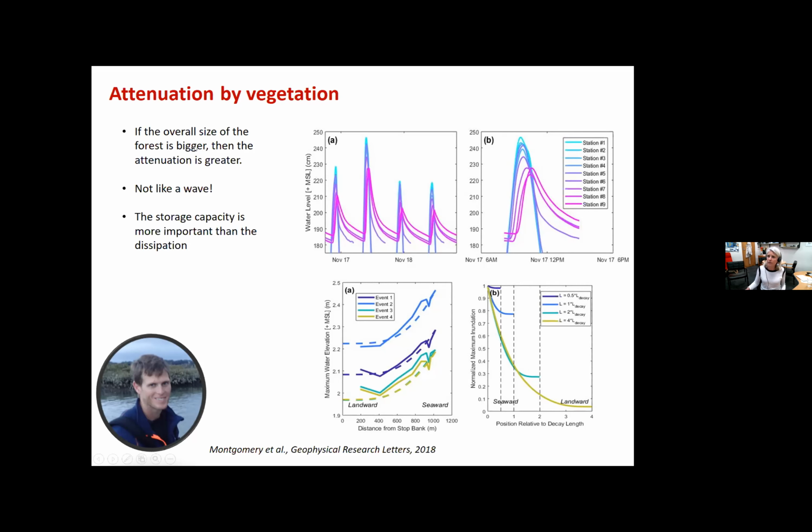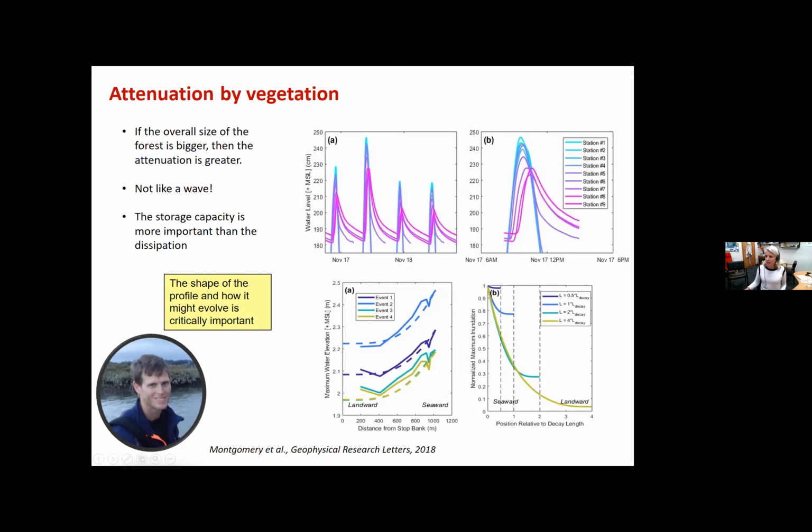So it's the overall size of the forest that can be much more important than the amount of attenuation. And so it's not like a wind wave in its effect on the wave amplitude. And the storage capacity is more important than the dissipation. It's a big, big scale wave, these surges.